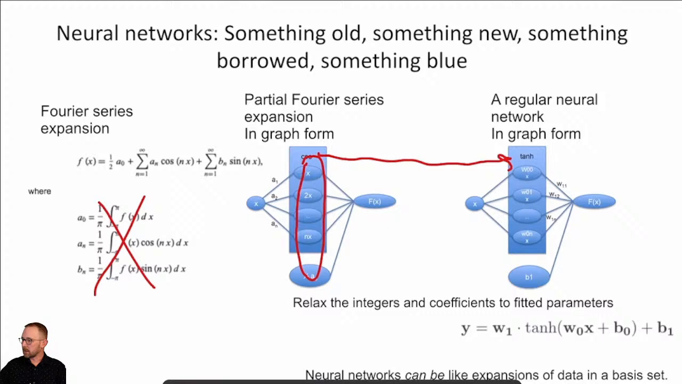So step one, relax the integer constraints here, and then step two, let's change from cosine to tanh. And now we have on the right hand side a pretty typical looking neural network that has all fitting parameters and an expansion basis set of tanh. So one way to think about a neural network is that it's like an expansion of data in a basis set. It's obviously truncated because we can't have an infinitely wide neural network that we're going to write code for. But one way to think of a neural network is just like that.